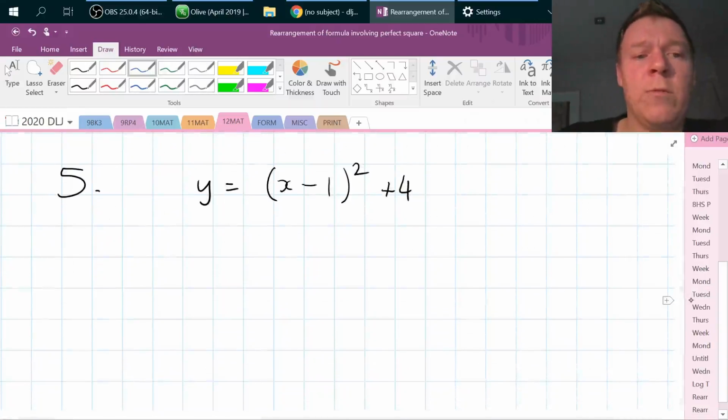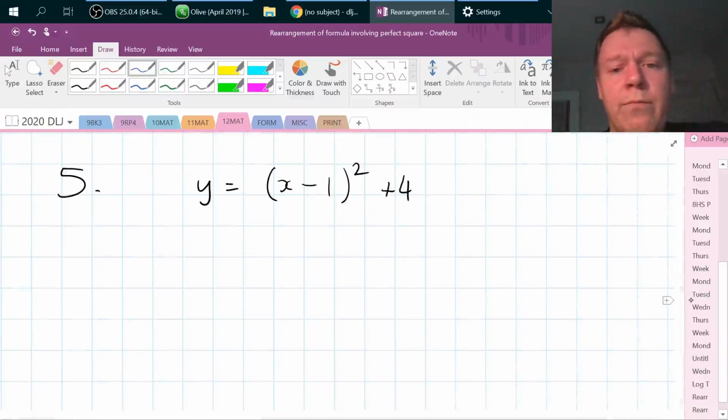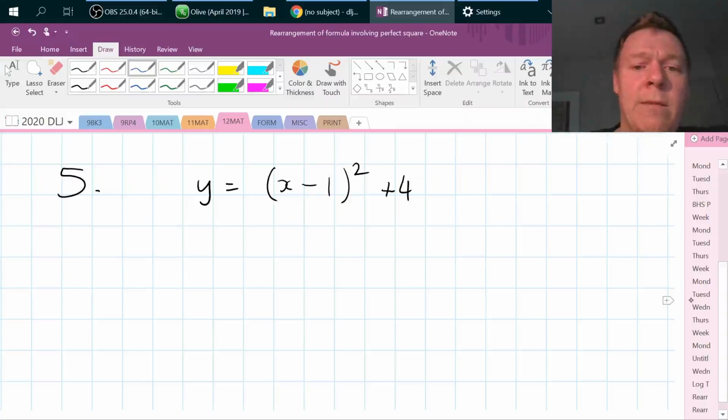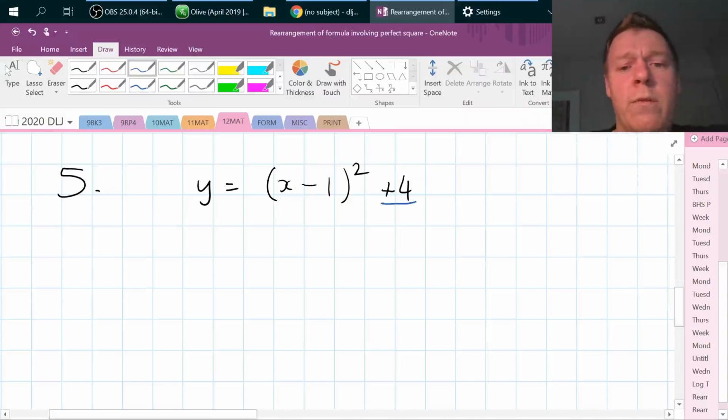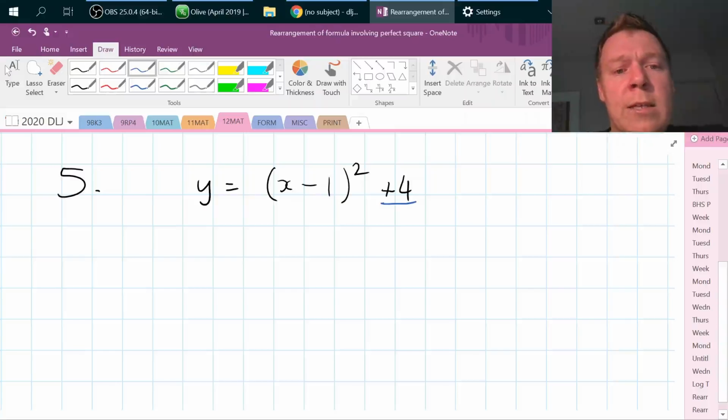So this one is a little bit different in that we've got this plus 4 here. Now it's very important with square roots that you can't take the square root of both sides at this stage because of this plus 4. It's not gonna have the desired effect.